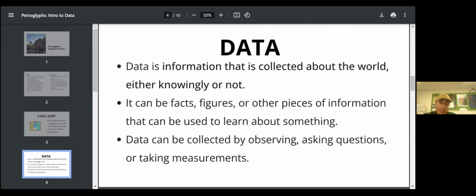I reinforce that data is just not about numbers and graphs. It's information that's collected about the world, either knowingly or not. And I put "either knowingly or not" because a lot of times, especially with my students, they walk outside and make observations, but they don't think that's data. But I have to keep telling them, yeah, you are a scientist. You're making observations about the natural world.